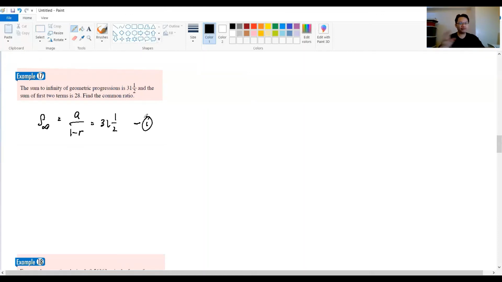And the sum of the first two terms of the GP, S2, equals 28. This one we have the formula for. How about S2? We also have a formula: the first term plus the second term. Or you can use the other formula. Since we don't know the value of R, we don't know which formula we want to use, either this or this one.